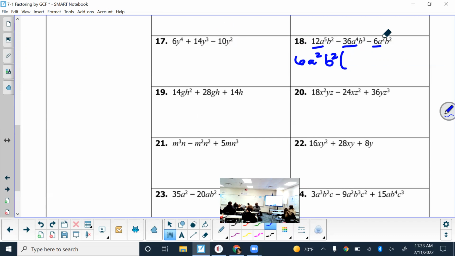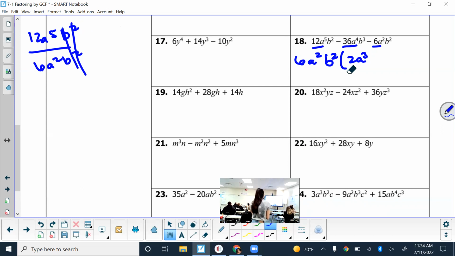Now we just need to divide each term by the GCF. So 12a to the 5th b squared, divided by 6a squared b squared. What's 12 divided by 6? 2. A to the 5th divided by a squared. Good. And b squared divided by b squared. It cancels out. When it's exactly the same on top and bottom, it cancels out.